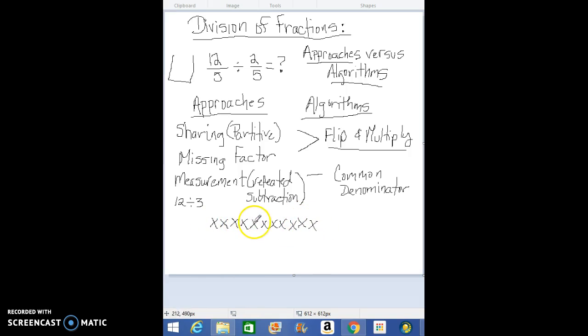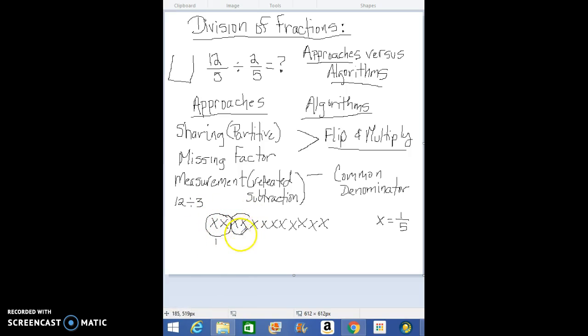Two, three, four. Good thing I counted. Now I have 12/5. And remember, we just have our little key over to the side. So each x stands for a fifth. And I want to know how many groups of 2/5 I can form. That's what measurement does.